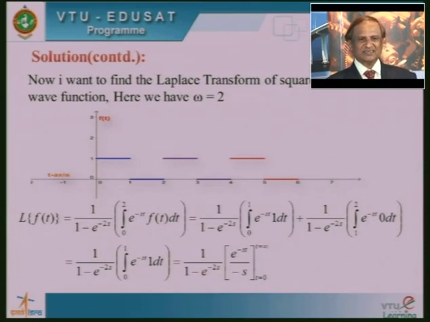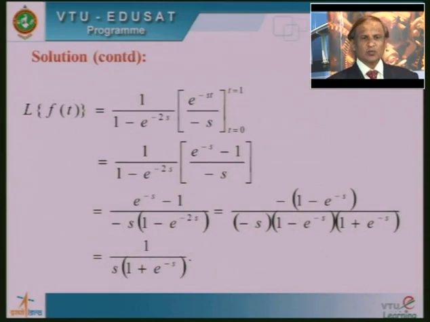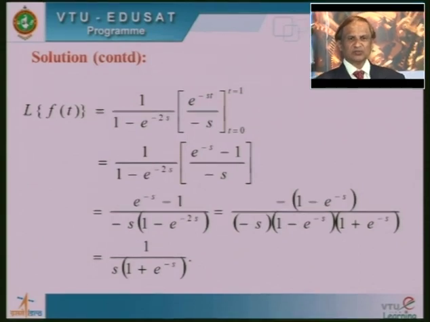I hope you can integrate e to the power minus st with respect to t. Treating s as a constant, the integration of e to the power minus st is e to the power minus st divided by minus s. Now I want to substitute the limits, t equal to 0 to t equal to 1. So, what will we get? 1 divided by 1 minus e to the power minus 2s, e to the power minus st divided by minus s, with the limits t equal to 0 to t equal to 1.